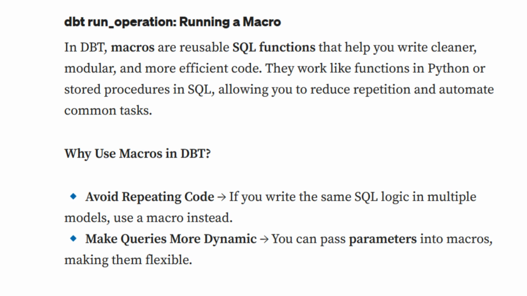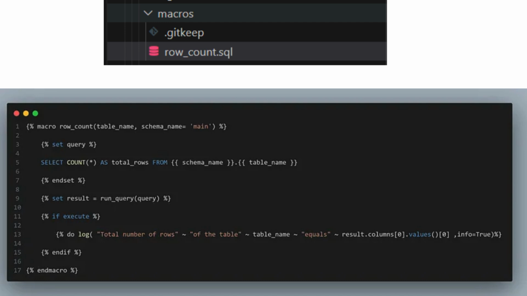In dbt, macros are reusable SQL functions that help you write cleaner, modular, and more efficient code. They work like functions in Python or stored procedures in SQL, allowing you to reduce repetition and automate common tasks. Writing macros has the benefit of avoiding code repetition and having more dynamic and flexible queries. Macros should be created under the macros folder in our dbt project.